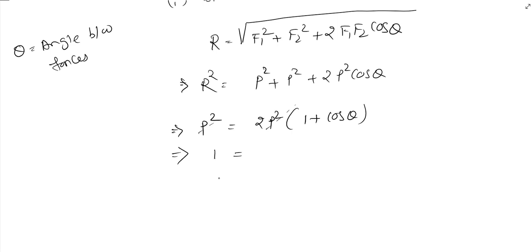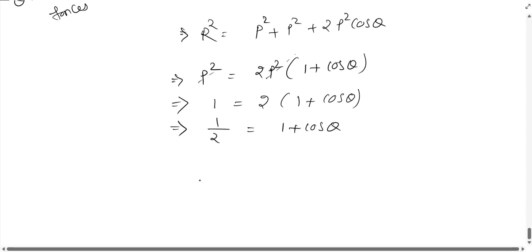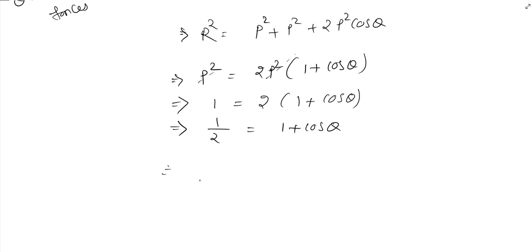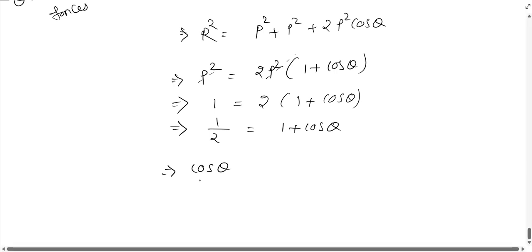1 equal to 2 (1 plus cos theta). So 1 by 2 equal to 1 plus cos theta, or cos theta equal to 1 by 2 minus 1, which is equal to minus 1 by 2.